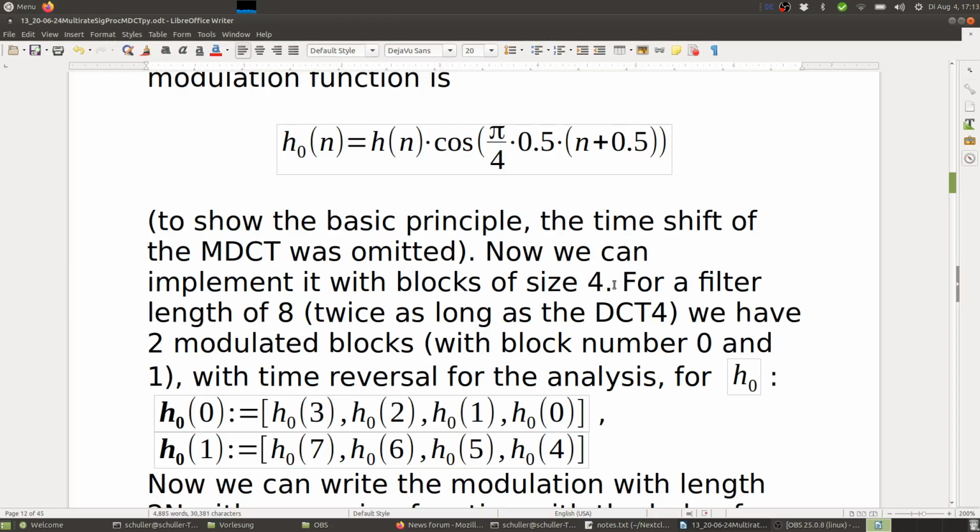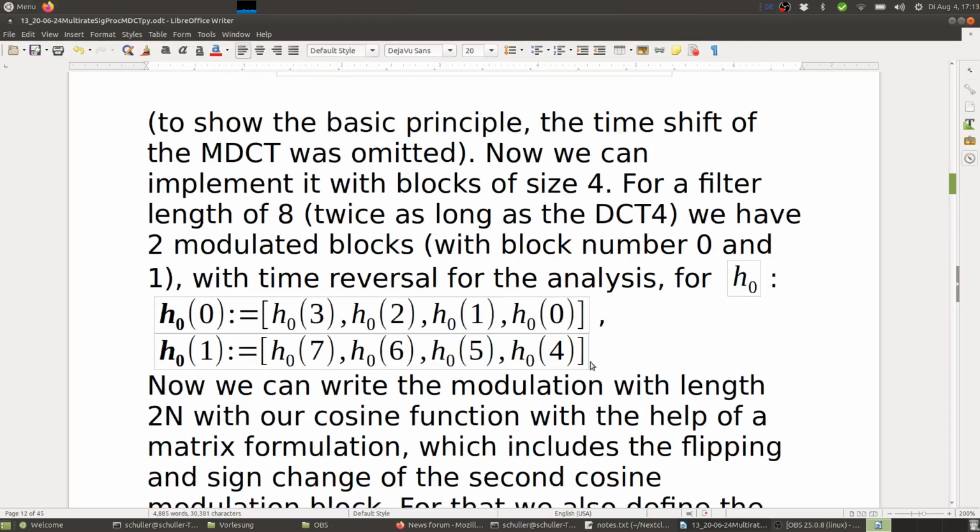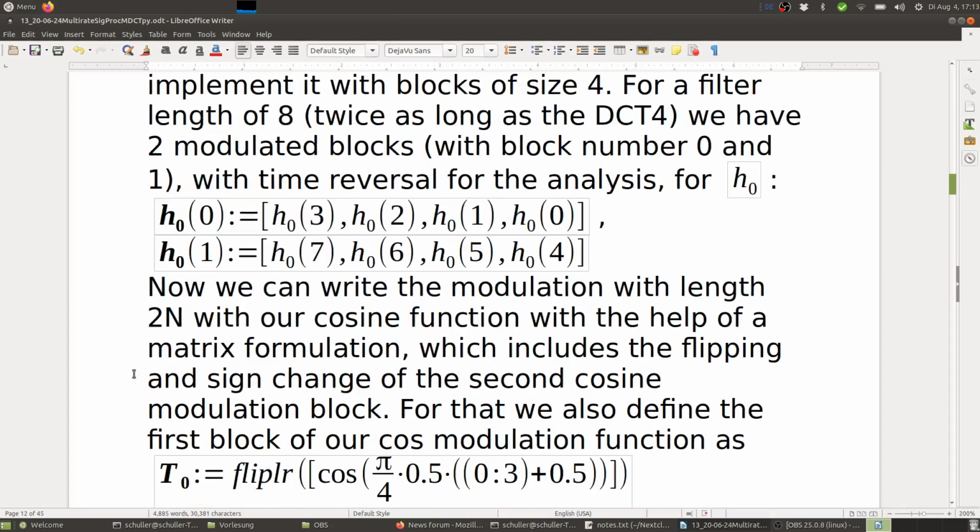Right? For a filter length of 8, twice as long as the DCT4, we have 2 modulated blocks with block number 0 and 1, and with time reversal for the analysis for H naught. So here we can see it. Here we have the time reversal going on as usual, and we have those 2 blocks. Here block number 0 and here block number 1. These are our 2 blocks for our baseband prototype.